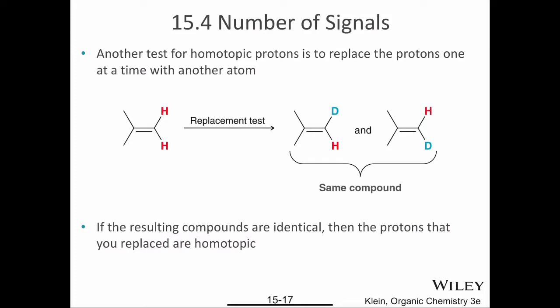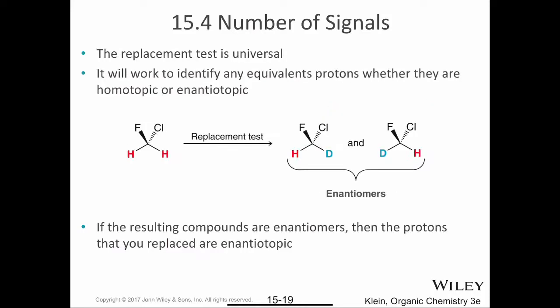Another simple test to determine whether protons are homotopic or not is to replace the protons one at a time with another atom. So if we take this molecule here on the left, and if we replace each one of the hydrogen atoms with a deuterium atom, and we end up with the same compound, well, then the protons must be homotopic. This is a really fast and accurate way to determine if protons are homotopic if you're unsure about the axis of rotation. If you're unsure about the plane of reflectional symmetry, well, the good news is that the replacement test is universal. So it's going to work to identify any equivalent protons, whether they are homotopic or enantiotopic.